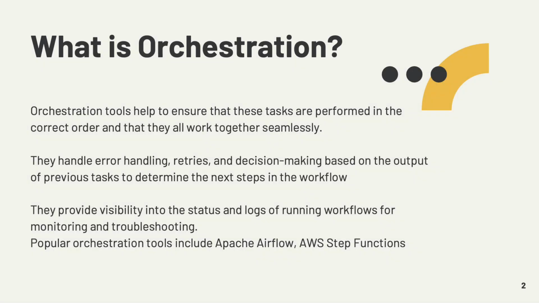If you are a data engineer, you might have heard about the term orchestration. Orchestration is nothing but a tool which helps you to ensure that the tasks are performed in correct order and they all work together seamlessly. It also handles error handling, retries and decision making based on the output of previous task. They also provide visibility into the status logs for the running workflows for monitoring and troubleshooting. There are a few popular orchestration tools like Apache Airflow and AWS Step Function.